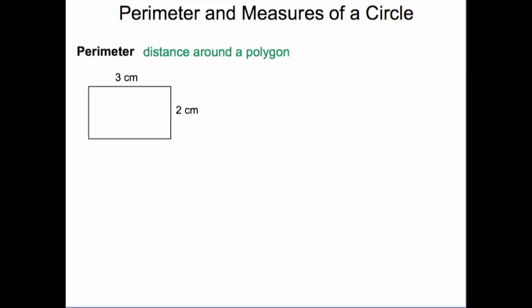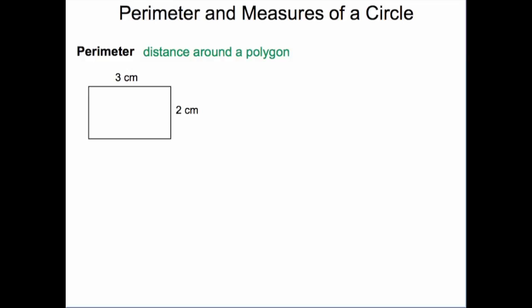Good evening, class. Tonight we're going to talk about perimeter and measures of a circle. So, what is a perimeter? The perimeter is the distance around a polygon. Notice that a polygon is a pretty general term, which means, remember, many-sided object. So let's look at our first example.